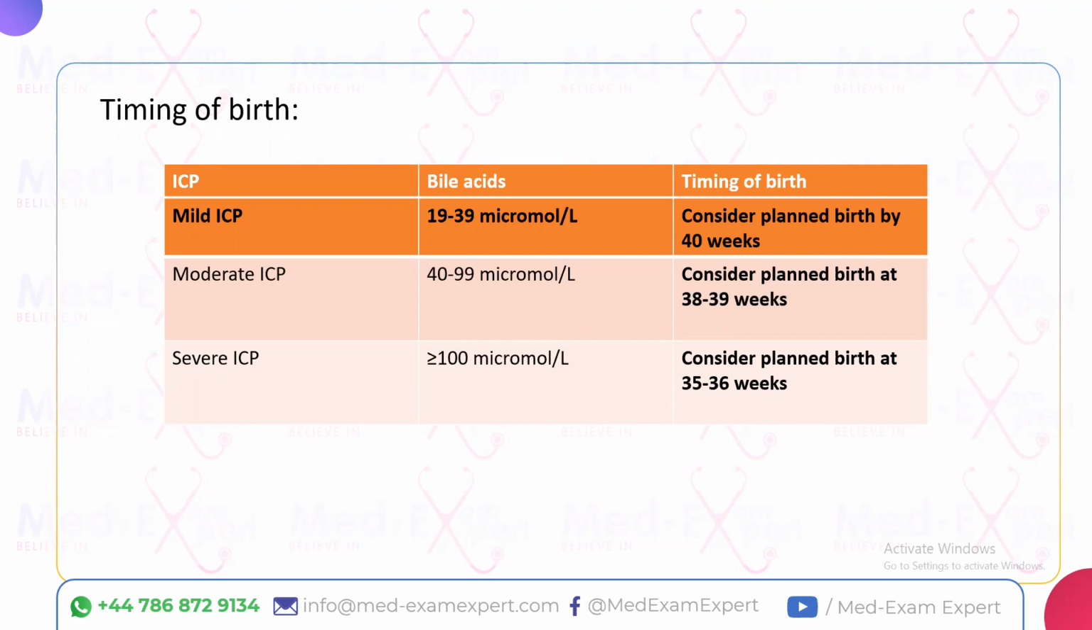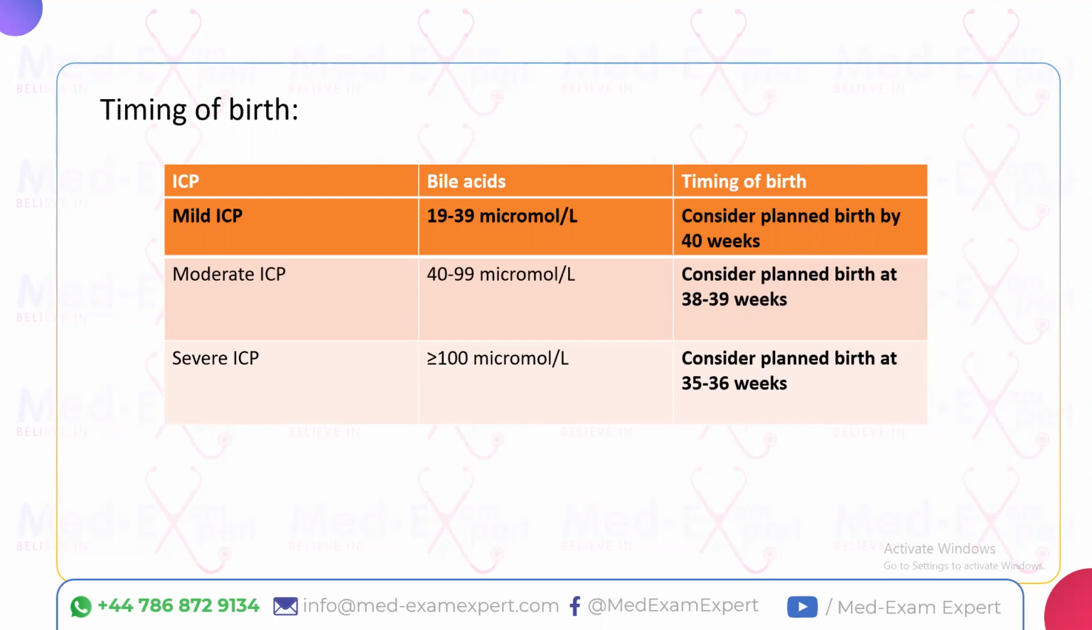However, for the moderate ICP, where the bile acids are between 40 to 99, we'll consider planned birth at 38 to 39 weeks. Because in this situation, for the moderate ICP, the risk of stillbirth is the same as the background risk until this gestation. And after this, the risk of stillbirth is increased. So that's why we are going to do an induction of labor at this gestation.